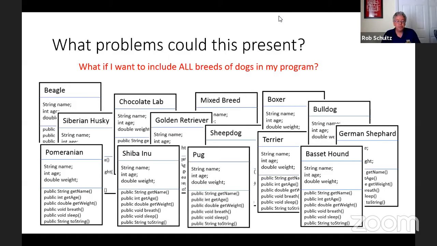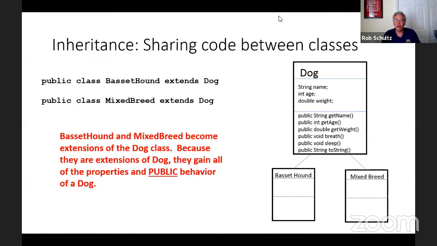So this is where inheritance really comes in handy for us. Inheritance gives us the ability to create a master dog class that has all of the properties and behaviors of a dog that we want to be in common across all breeds. When you look at the diagram on the screen, we have a generic dog class that has our properties and all of our methods that we want to share to all of our dogs. Then when I create my Basset Hound class or my mixed breed class, all I have to do is tell it that that class is an extension of the dog class.